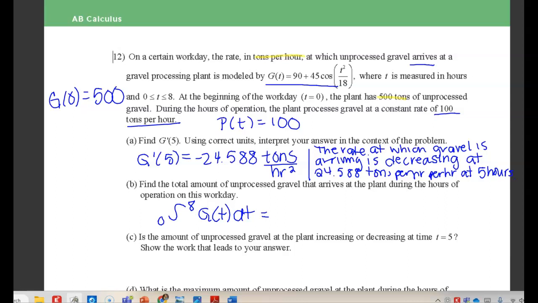Why do I not need to add that 500 or think about the 100? Because all it says is find the total amount that arrives, not what's there at the end of the day, or what's been undone. It's just saying how much arrived in one day. So in one work day, the amount that arrived is 825.551 tons.